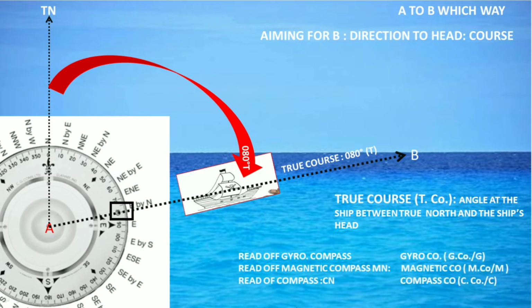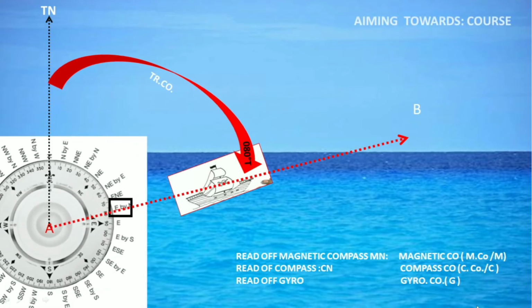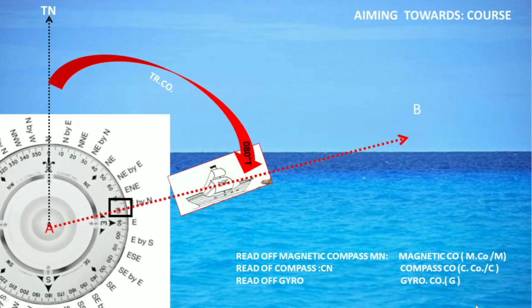If these readings were read from gyro compass or magnetic compass or a compass as I've written down here, we'll distinguish between compass and a magnetic compass a bit later. So they can be denoted as G, M or C instead of writing the full thing here. So G stands for gyro, M for magnetic and C for compass. This I have taken from true north, my course is 080 degrees true.